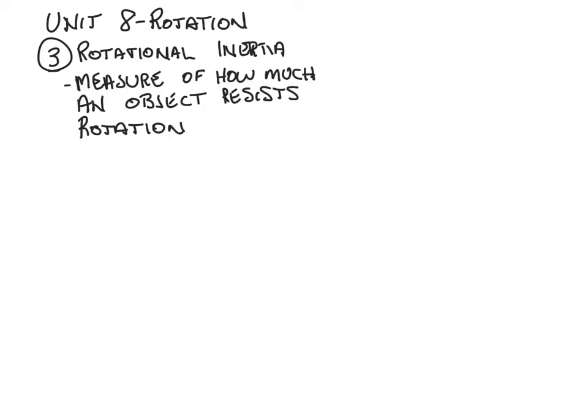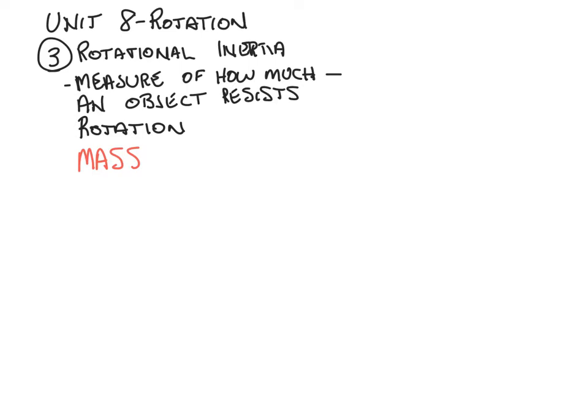The last component of Unit 8 largely involves the topic of rotational inertia. Rotational inertia refers to a measurement of how much an object resists rotation. We can think of rotational inertia as our rotational analog of mass. Because as mass got bigger, if we applied the same amount of force, we would experience less acceleration.